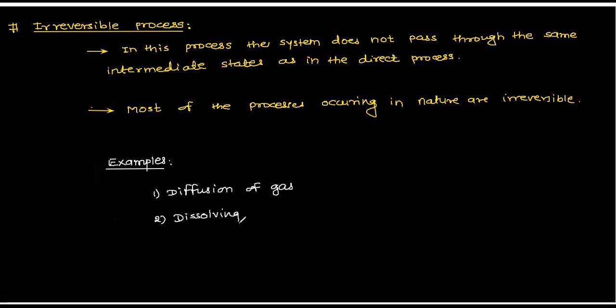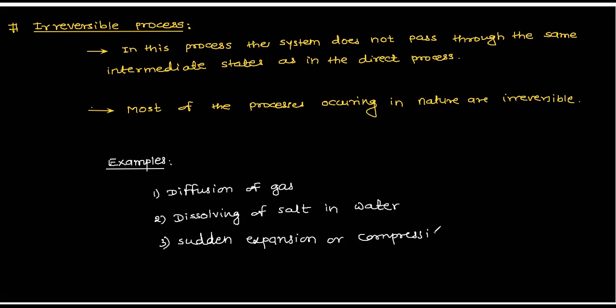Dissolving of salt in water. This is also which process? Irreversible. Third one, sudden expansion or compression of the gas. These are the examples of the irreversible process. These are some examples of reversible and irreversible processes. Okay, so before we finished reversible, now it is irreversible.